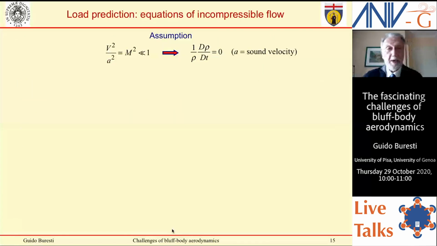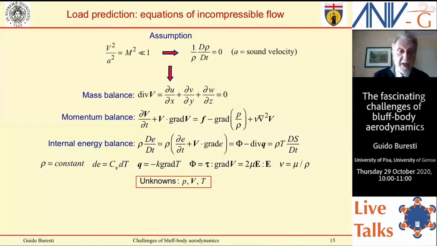And so now just a few slides with equations. We will deal with equations of incompressible flow, because in wind engineering, the velocity is sufficiently below the velocity of sound. I may say the Mach number is below 1, always below 0.3. So we may assume density to be constant. And this produces this set of equations, which actually are not very easy.